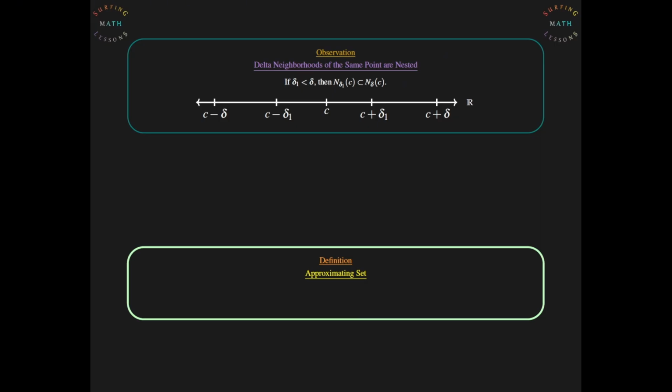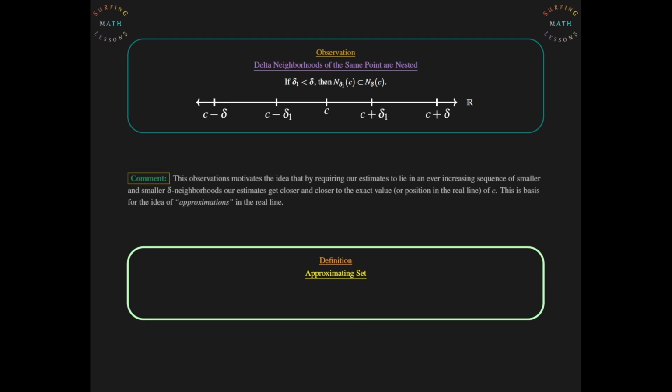This nested property of delta neighborhoods of c motivates the following idea. By requiring our estimates to lie in an ever-increasing sequence of smaller and smaller delta neighborhoods of c, our estimates get closer and closer to the exact value of c. This is the basis for the idea of approximations in the real line. The goal now is to generalize this notion of approximations to subsets of the real line.